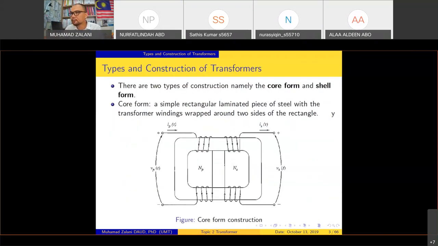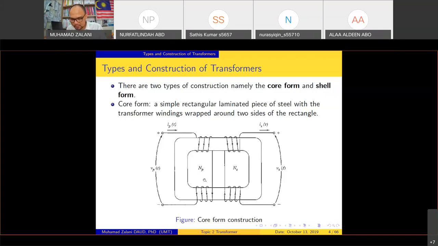All right. In the next slide, types and construction of transformers. I think there is a video that I will show you later, which is quite a good video to understand the difference between the core form transformer and the shell form transformer. This is an example of the core form transformer, where the windings are wrapped around the core. The winding is surrounding the core, so this is the construction of the core form transformer.